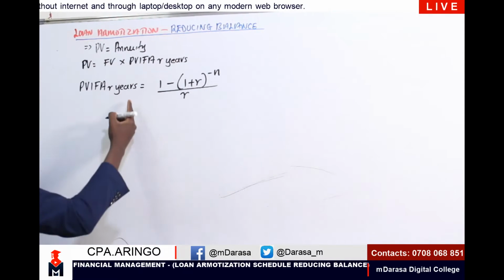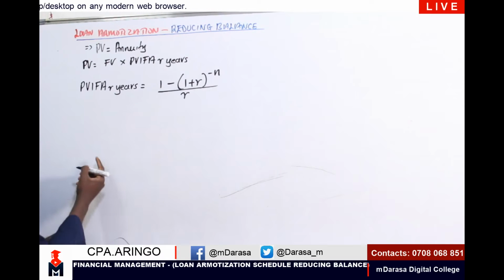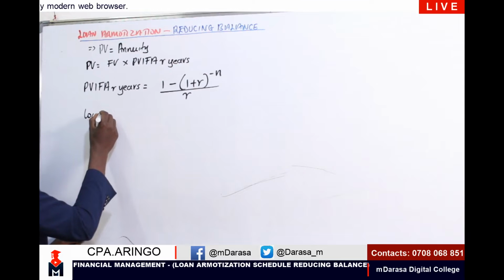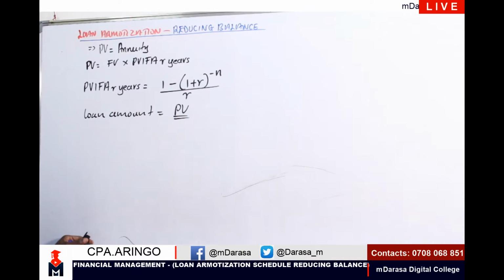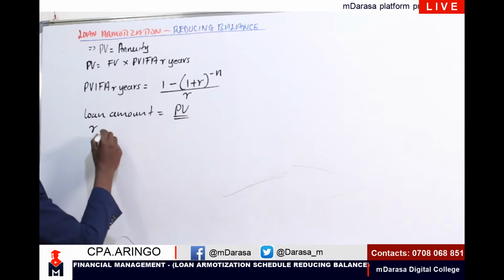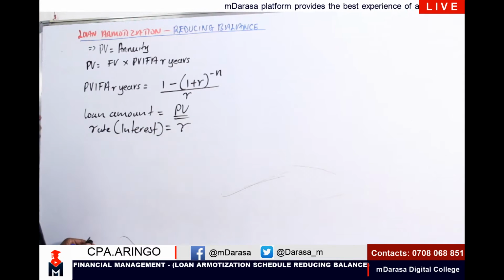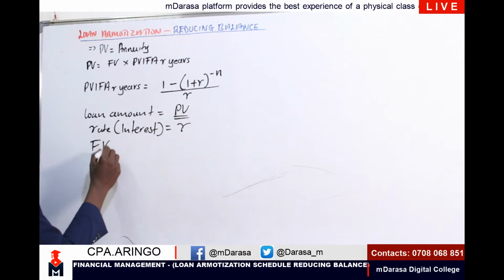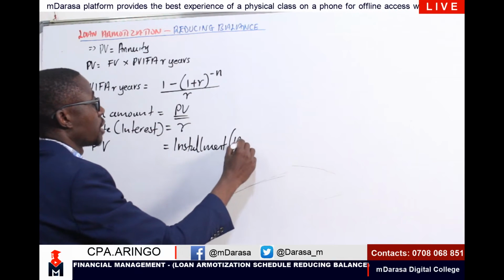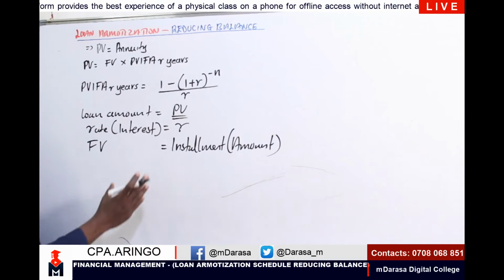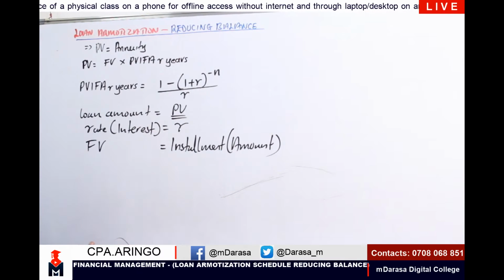Once you're able to master this concept, handling loan amortization will be quite easy, because many a time for loan amortization we will be given the loan amount, which is simply the present value that you're having today. Then I'll always be given the rate, which is an interest rate, R. And the future value, in this case for a loan, is the installment amount that we'll be paying. So the whole concept of loan amortization is derived from the concept of present value annuity.